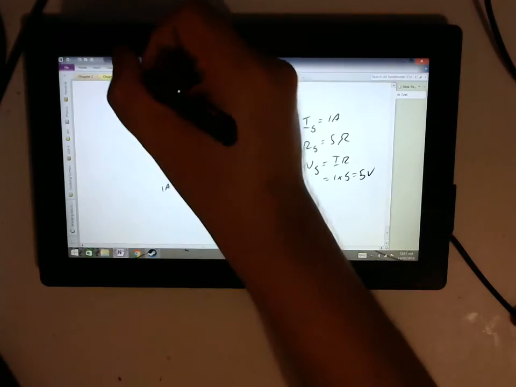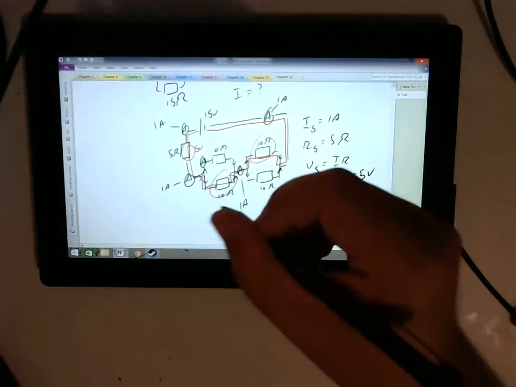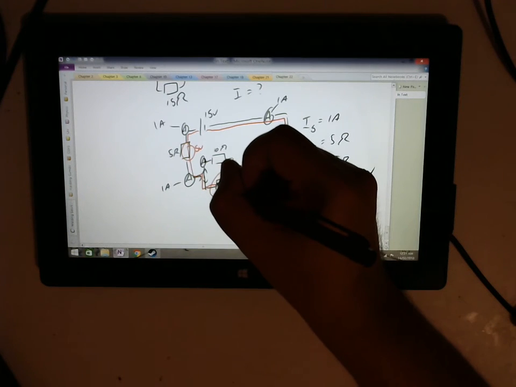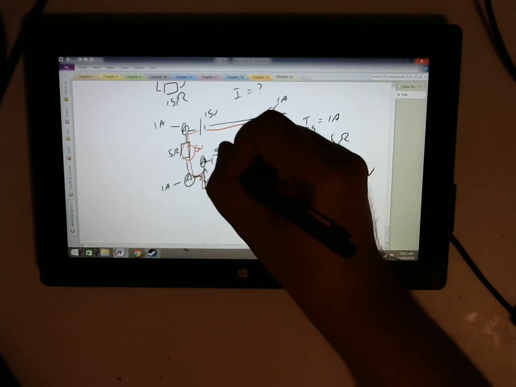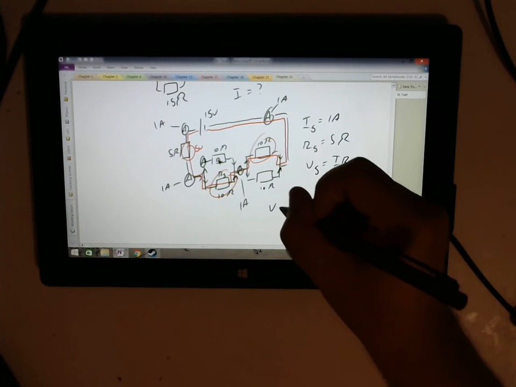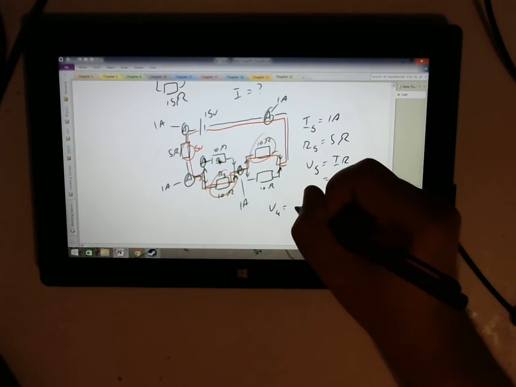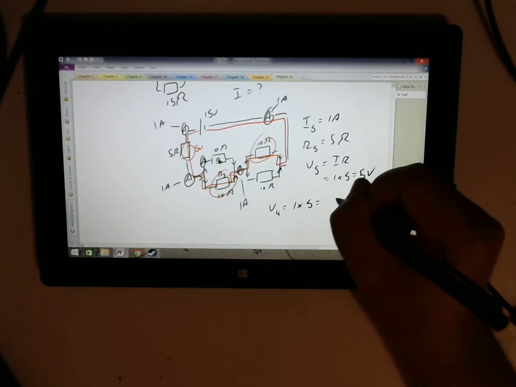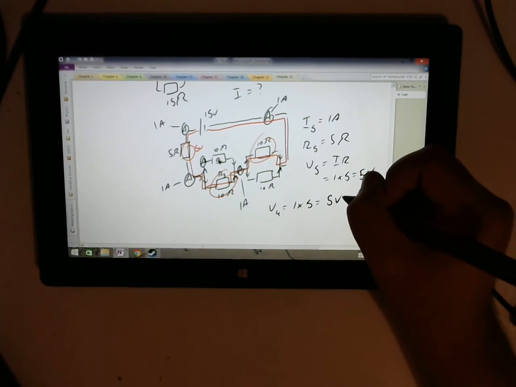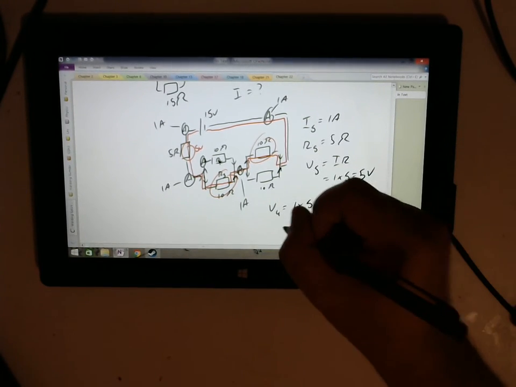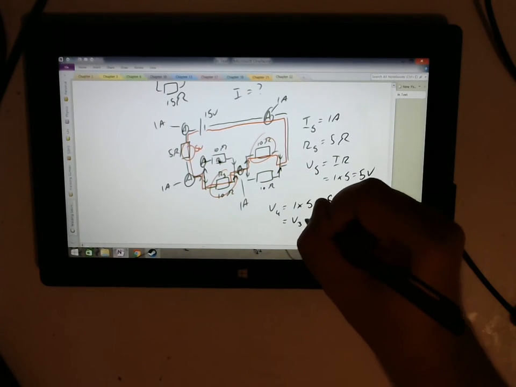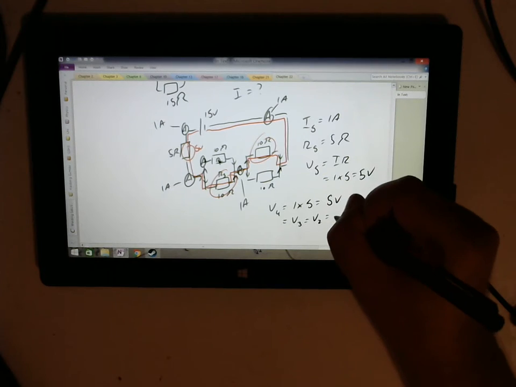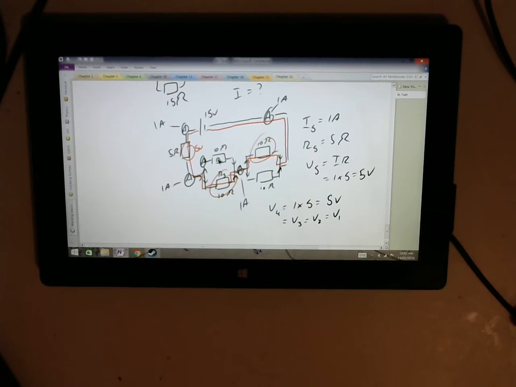So let's go back to my black pen. I believe this one is called R3 and R4. So the voltage for 4 is going to equal 1 times 5 equals 5 volts. Okay, it's going to be the same for all the rest of them. So voltage 3 equals voltage 2 equals voltage 1. They all have a 5 volt drop.